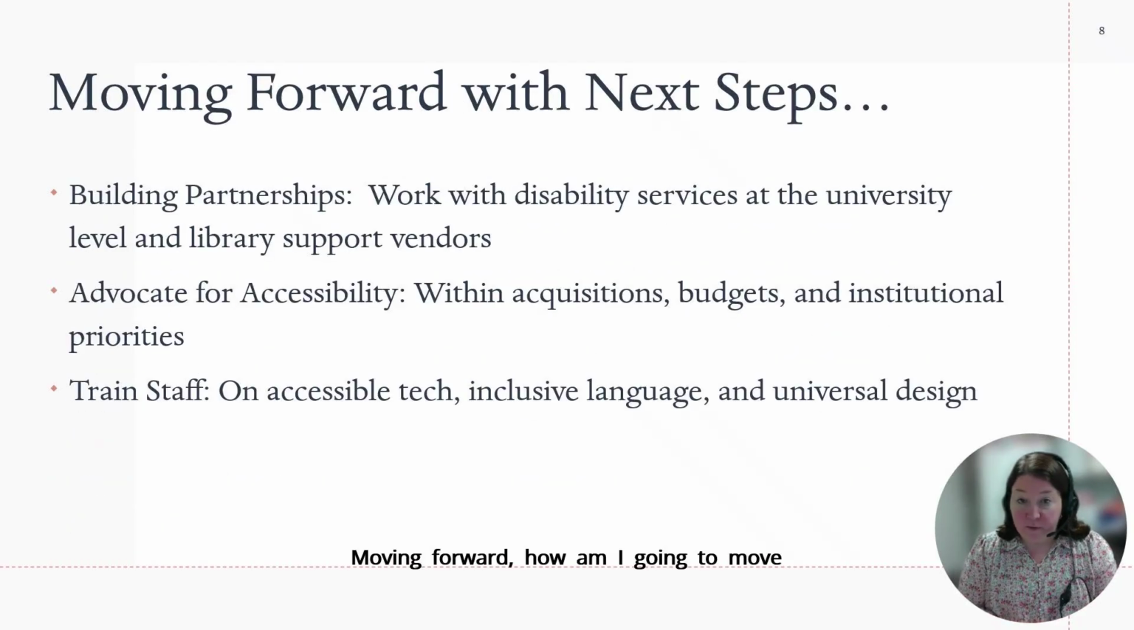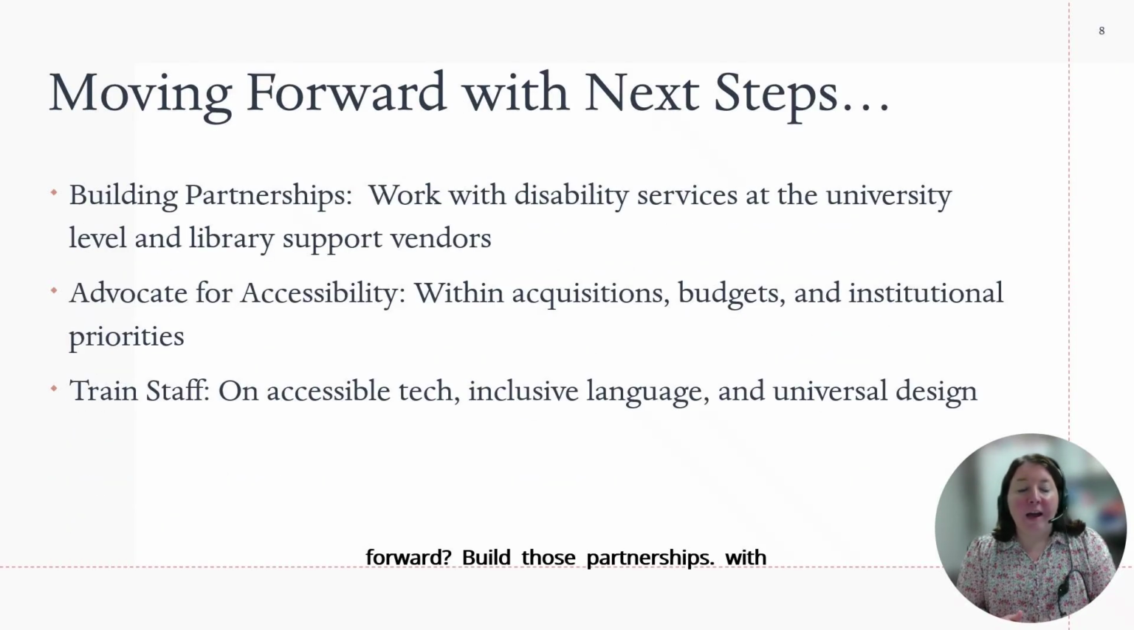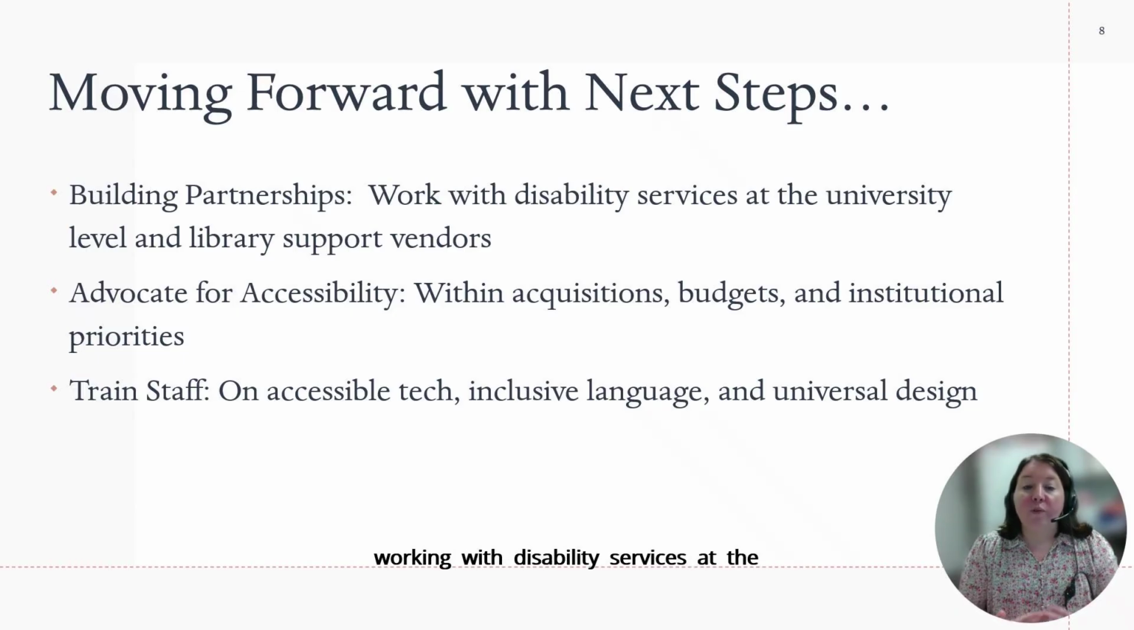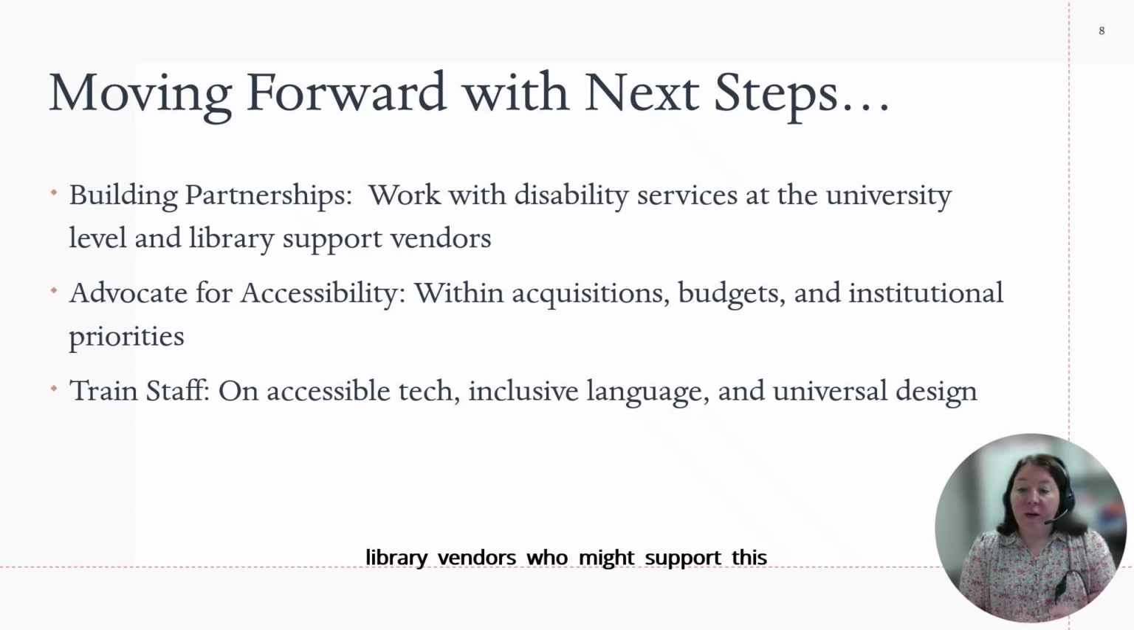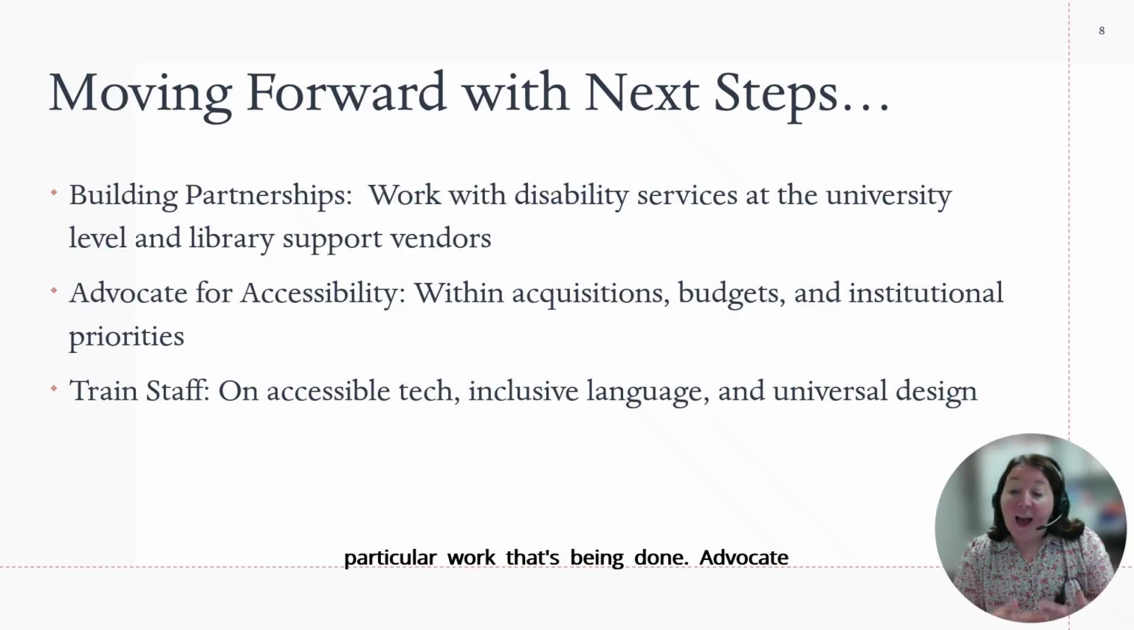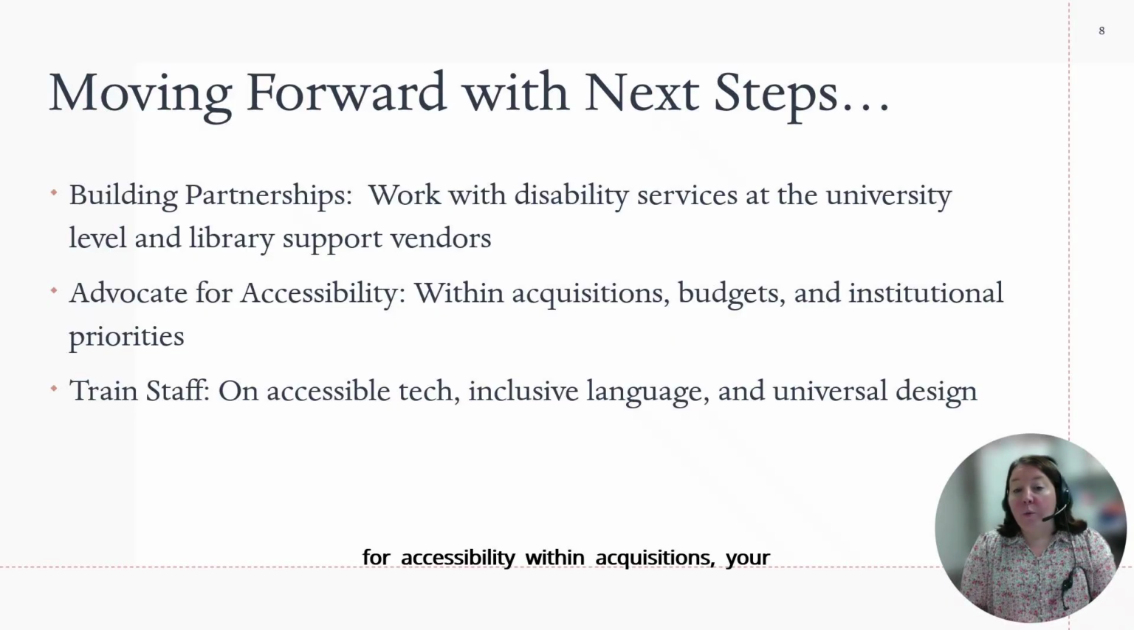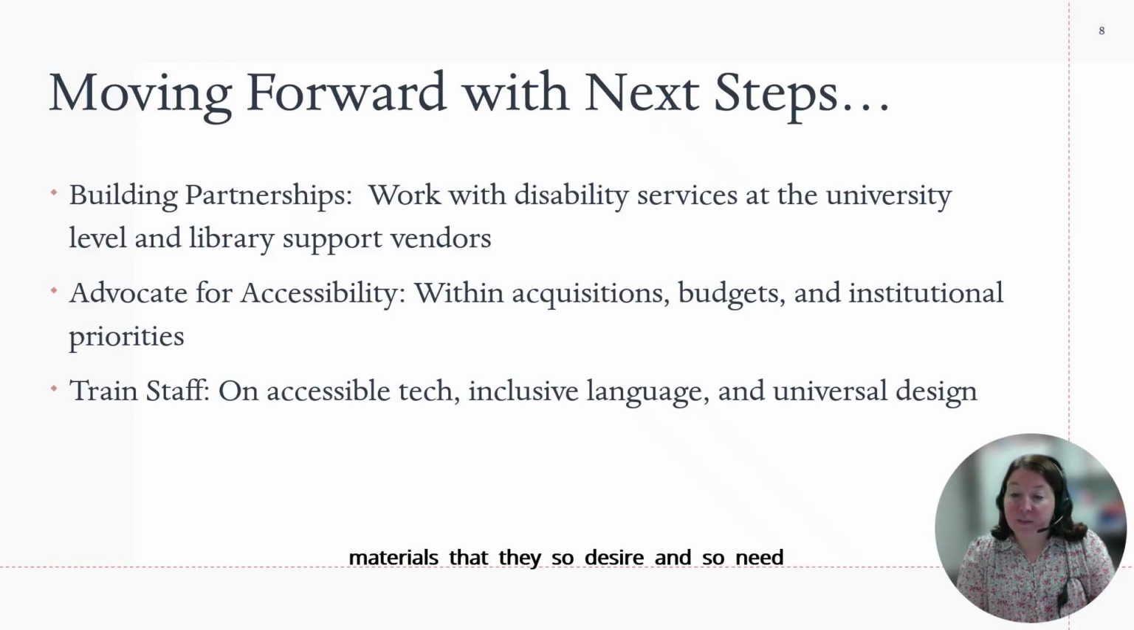So moving forward, how am I going to move forward? Build those partnerships with disability services at the university level and support them as best you can. Also work with some library vendors who might support this particular work that's being done. Advocate for accessibility within acquisitions, your budget, and institutional priority, making sure that everyone has a place at the table and can access the materials that they so desire and so need for their projects.